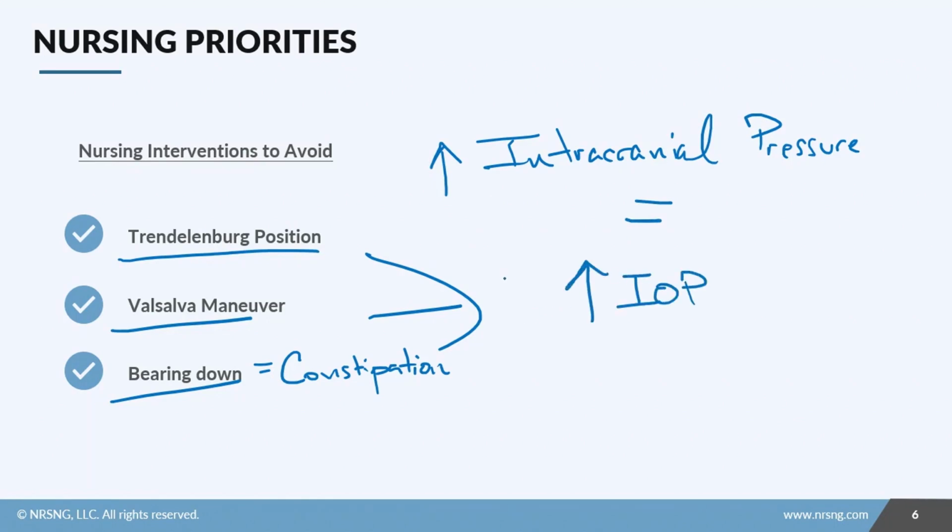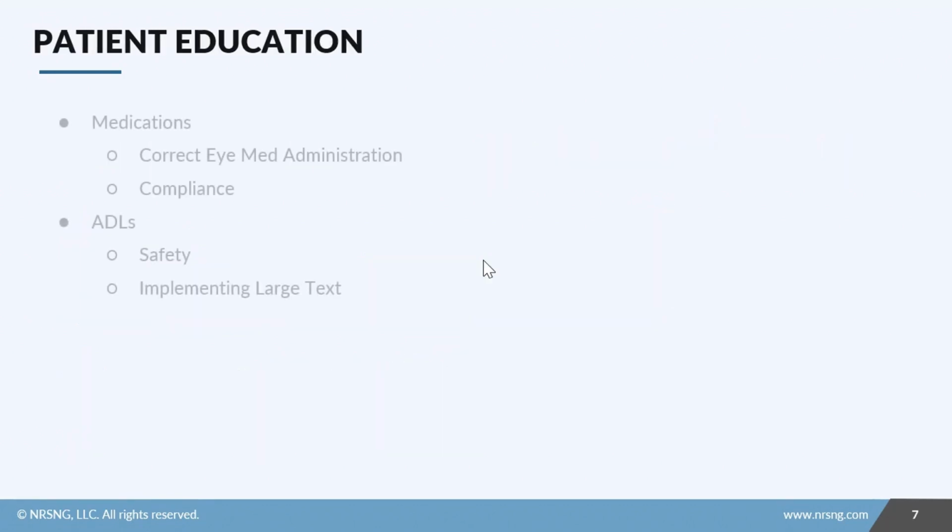So you just need to be mindful that when you have a patient that has glaucoma, and anytime you're intervening, you want to think about their eye pressure. For example, if you have a patient who couldn't be turned and they have to lay flat and they're constipated, that could actually be problematic for their glaucoma.